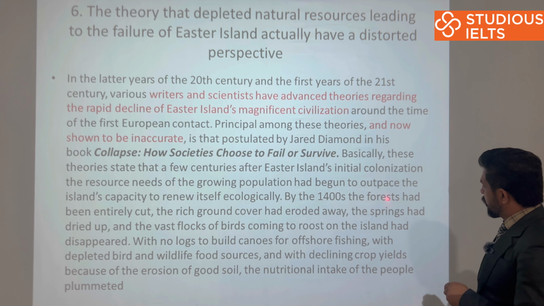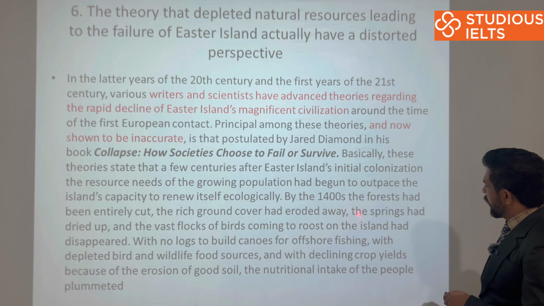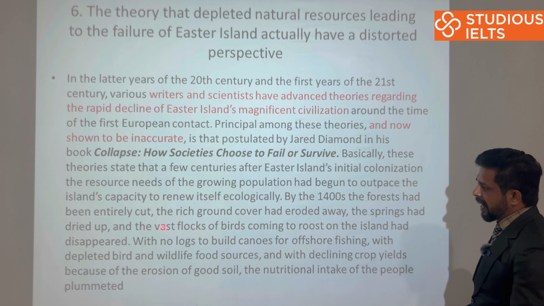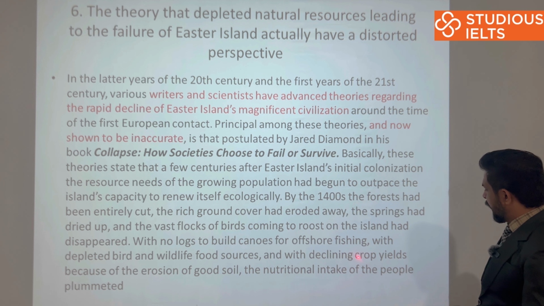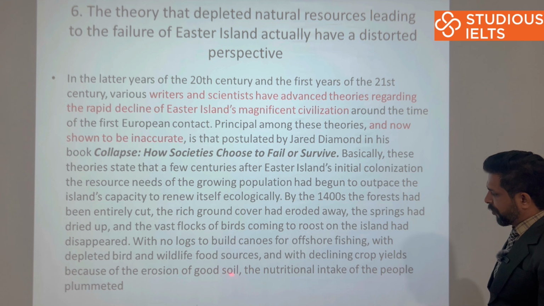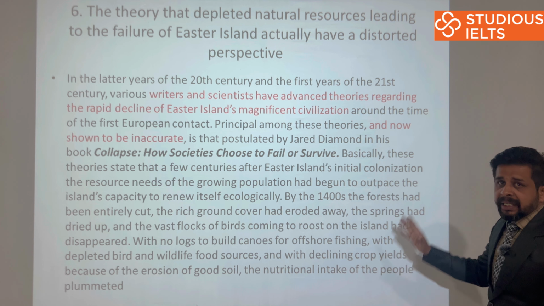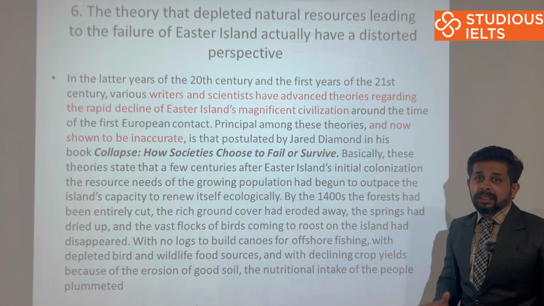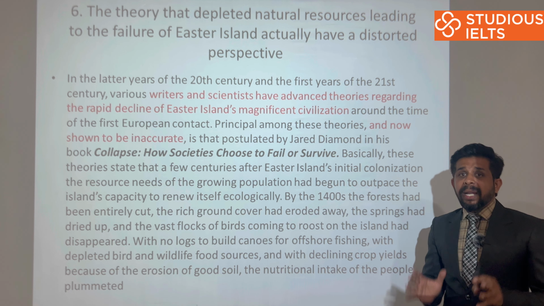By the 1400s, the forests had been entirely cut, the rich ground cover had eroded away, the springs had dried up, and the vast flocks of birds coming to roost on the island had disappeared. With no logs to build canoes for the offshore fishing, with depleted bird and wildlife food sources, and with declining crop yields because of the erosion of good soil, the nutritional intake of the people plummeted. The entire reason why they said that the depletion of resources led to the failure of society has been explained here.